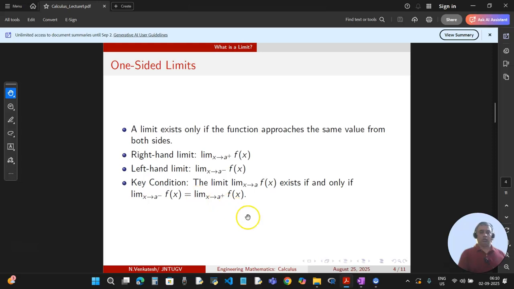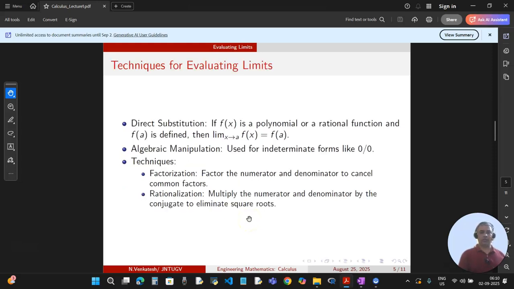So let us try to understand with examples. So there are different ways of evaluating the limits. Suppose f of x is a polynomial or some rational function, and f of a is defined, then we will consider limit x tends to a of f of x as f of a. Okay. So in some cases what happens is, you might get some indeterminate forms like 0 by 0. Then we are going to apply factorization or rationalization.